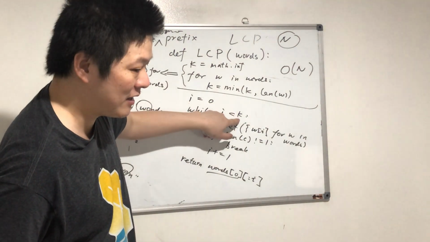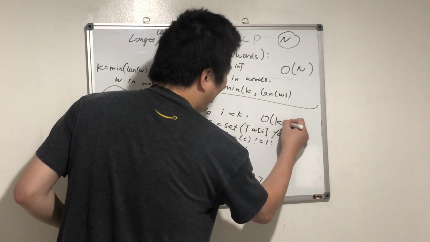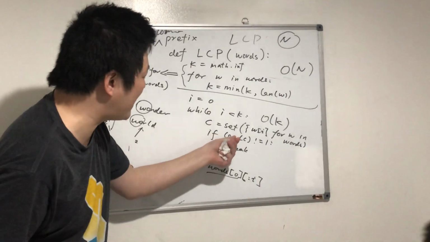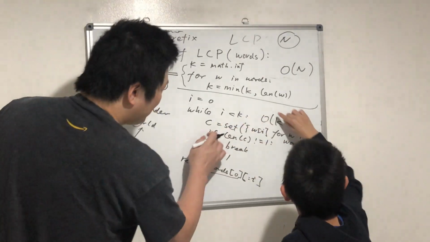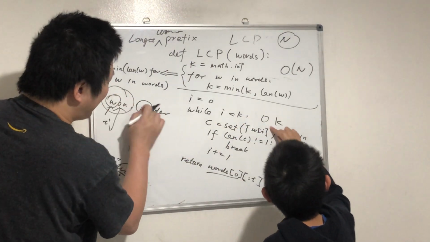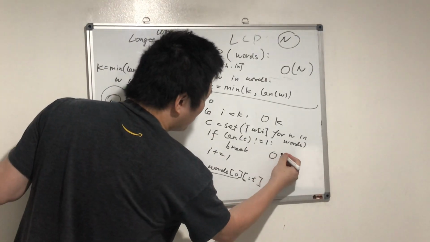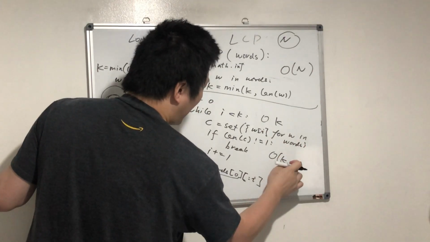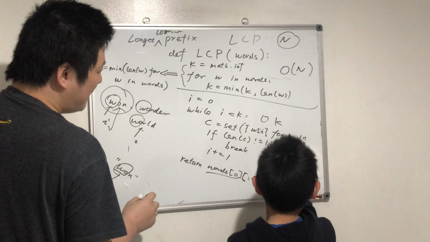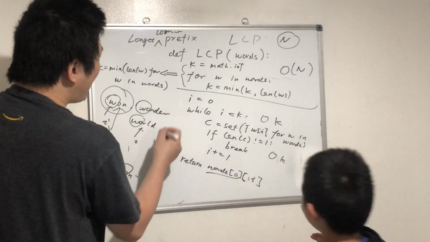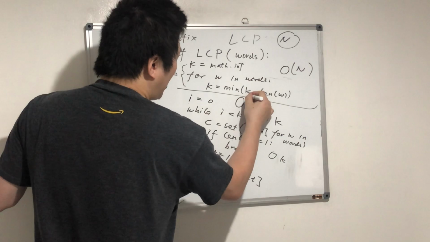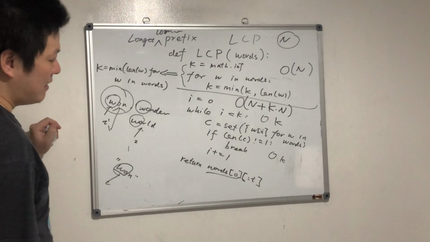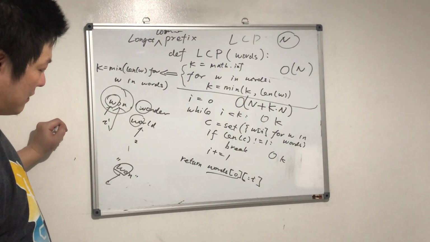so actually it's O(k times n), because we need to check k characters across n strings, right? So the overall time complexity is O(n) plus k times n. What's the space complexity?